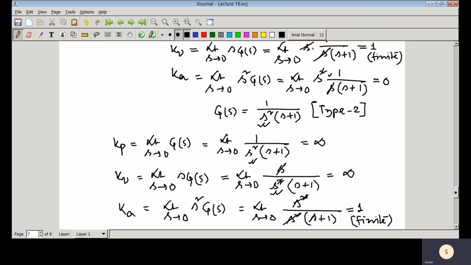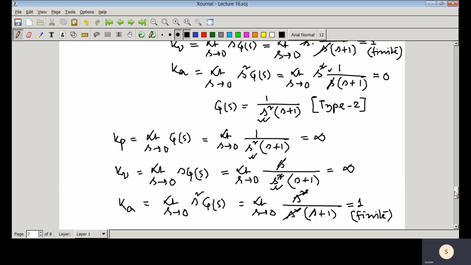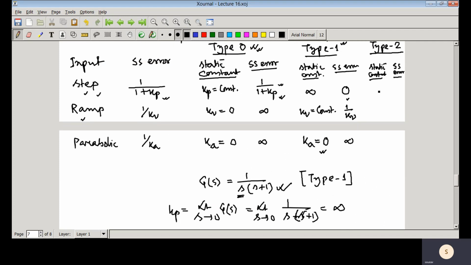So interestingly, you can see that the static error constants, whenever you have a type 2 system, Kp is infinite, and when Kp is infinite, you can see that steady state error is 0, and Kv is coming infinite. Whenever it is infinite, then the error is coming 0, and whenever Ka is constant, then you have the steady state error that is 1 by Ka.